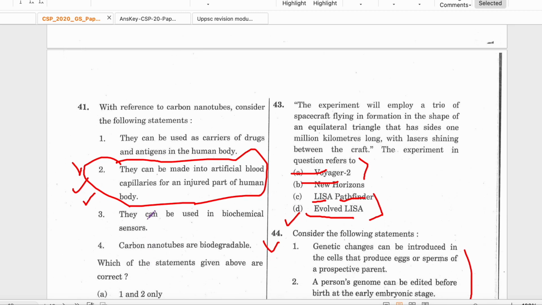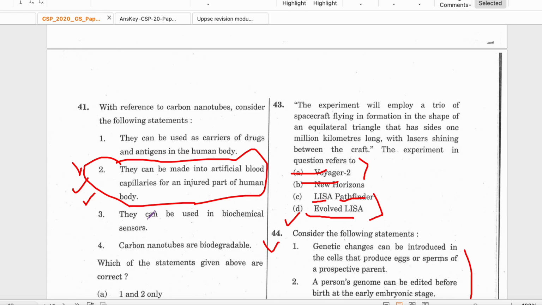The experiment will employ a trio spacecraft flying in formation in the shape of an equilateral triangle that has sides 1 million kilometers long with lasers shining between the craft. The experiment in question refers to Voyager 2, New Horizons, LISA Pathfinder, Evolved LISA.